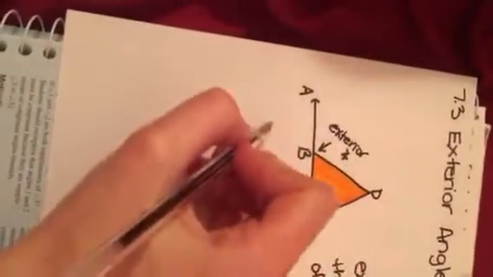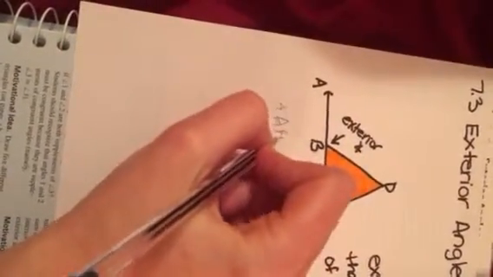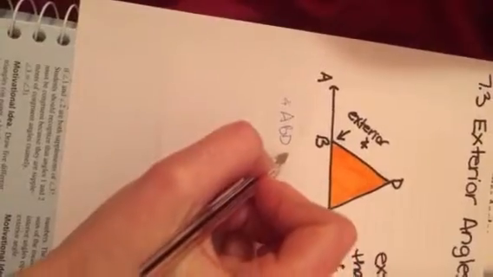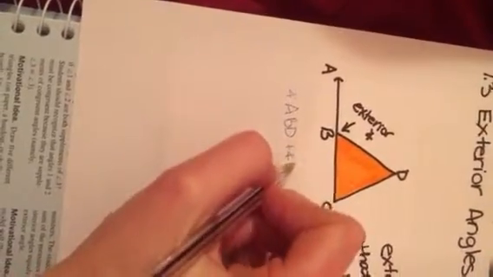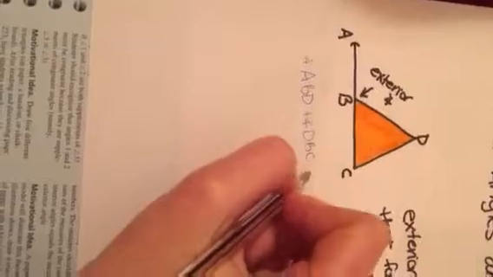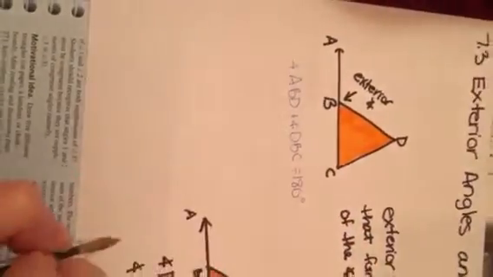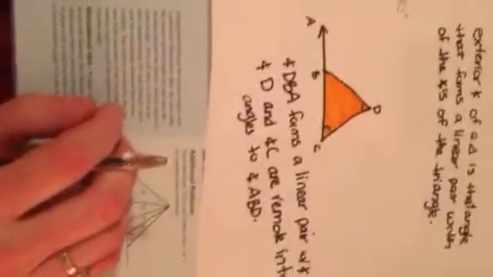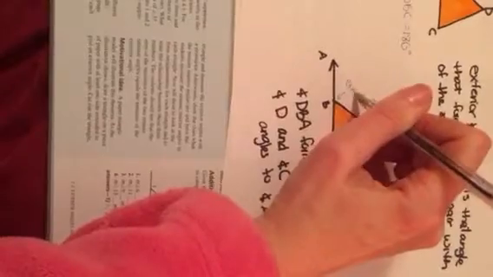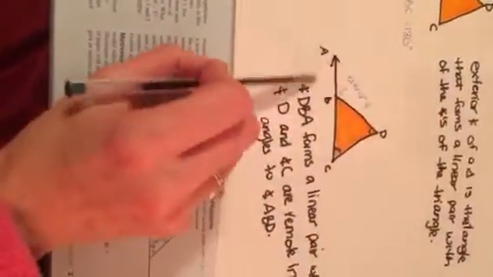So I'm just going to write down right here: angle ABD plus angle DBC equals 180 degrees. Okay? Because it's a linear pair. All right. So over here we have it again. We have our exterior angle, and then we have our linear pair.